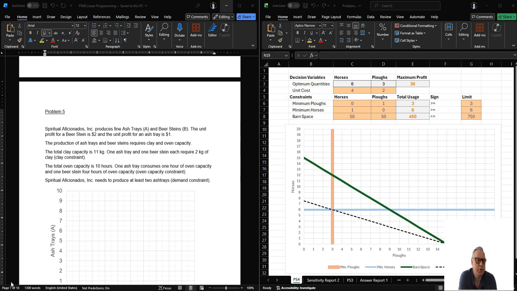Okay, let's move to problem 5. So, Spiritual Aficionados Incorporated produces fine ashtrays, A, so that's on the y-axis, and beer steins. The unit profit for a beer stein is $2, and the unit profit for an ashtray is $1. The production of ashtrays and beer steins requires clay and oven capacity. The total clay capacity is 11 kilograms, and one ashtray and one beer stein each require 2 kilograms of clay.